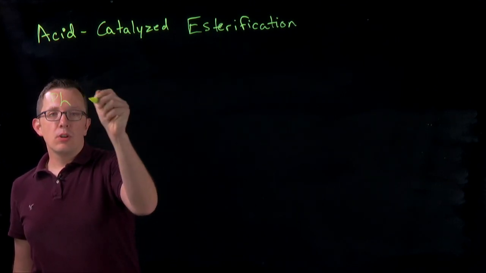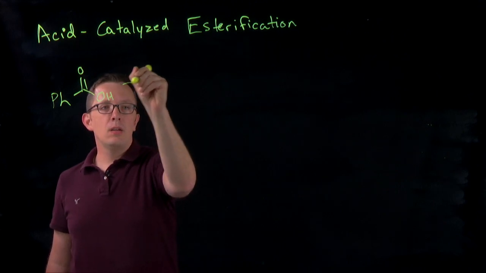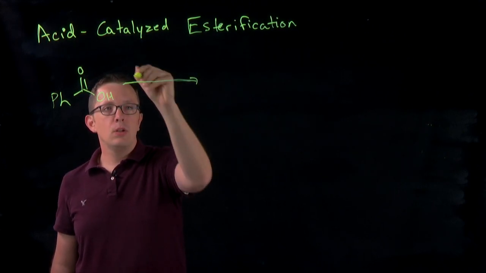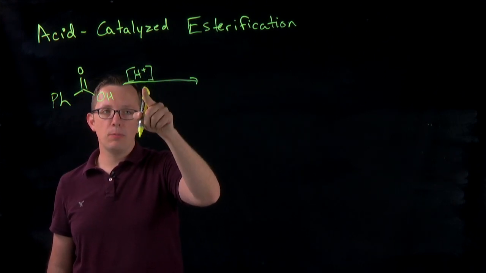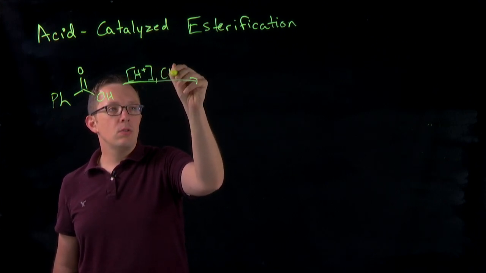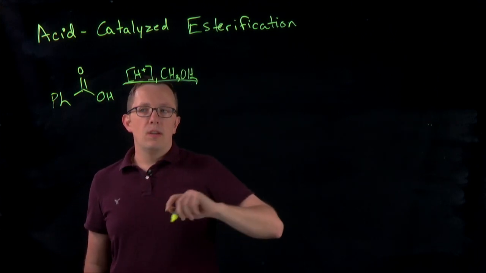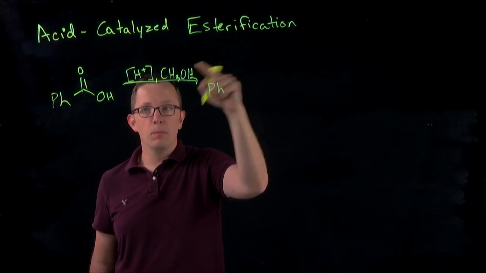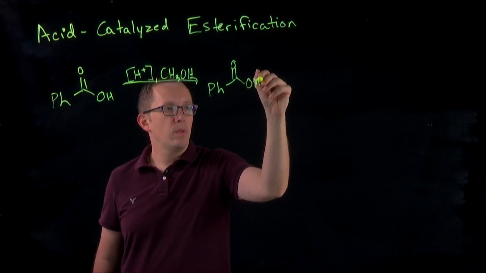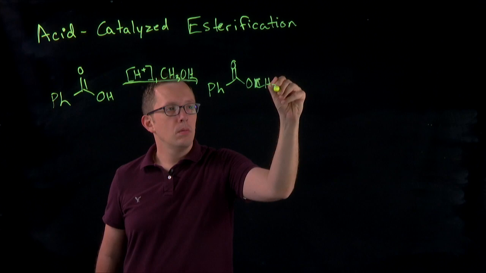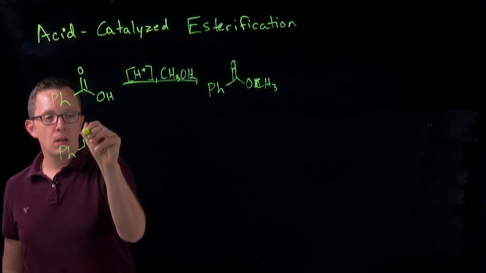So here, I'm going to start with benzoic acid as our starting material, and we are going to use acid catalysis, so we can just write H plus in brackets to represent general acid catalysis, and we're going to use, in this case, a simple alcohol like methanol to condense with our benzoic acid, and that's going to make the benzoic acid methyl ester.